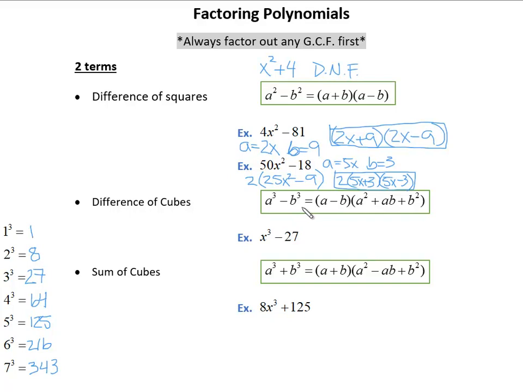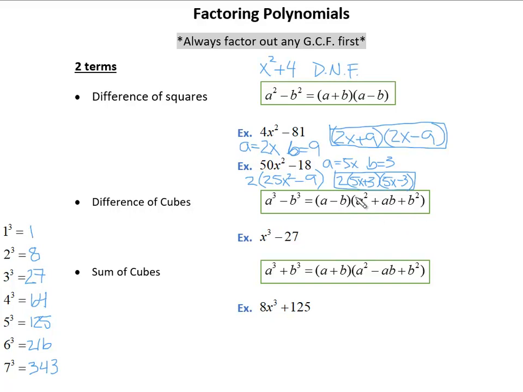The difference of cubes is a minus b times a squared plus ab plus b squared. And if you look at the sum of cubes, it's almost identical. There are only two differences. When it's the difference of cubes, the first term has subtraction in it. When it's the sum of cubes, the first term has addition in it. So there's one difference there, it's just the sign.